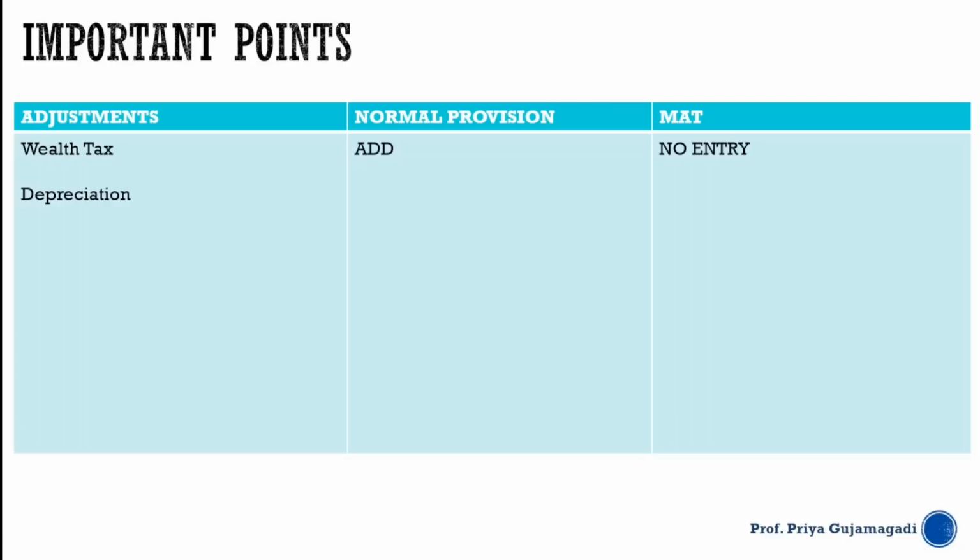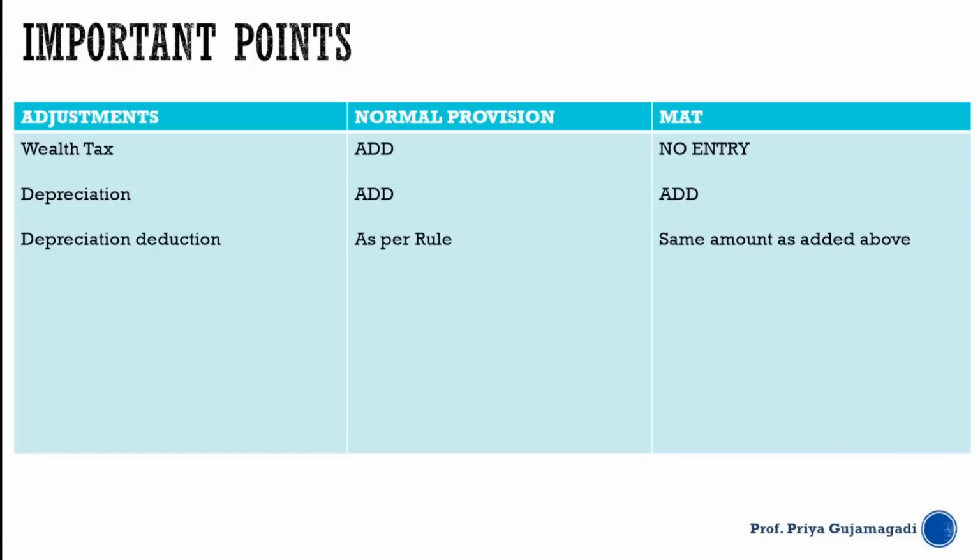Next one, depreciation. If depreciation is given in a question, under normal provision we will add it. Under MAT also we will add it. Depreciation deduction. So above, what we add as inadmissible expenses, there is no difference in that; on both sides we have to add it. But while deducting the amount there is a difference. So in normal provision, as per rule, however much depreciation is given, that we have to minus. Under MAT, the same amount which we have added above, that only we take.